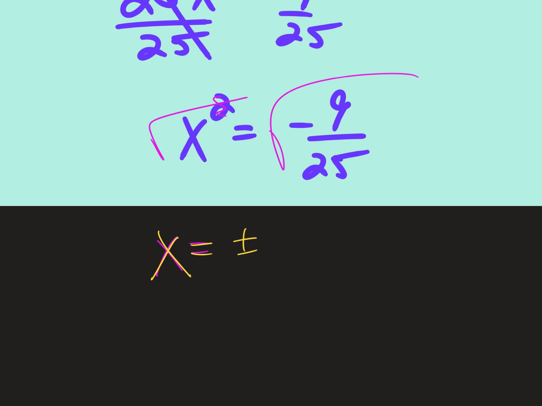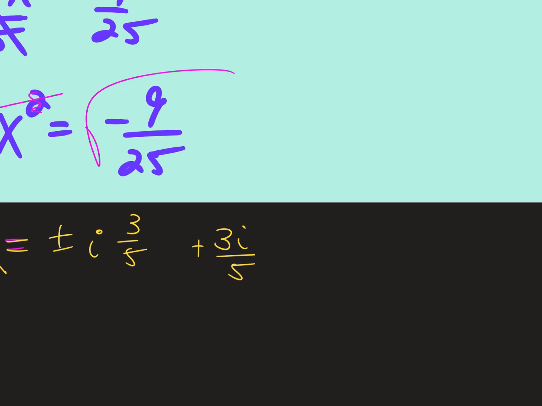Okay, what's the square root of 25? 5. The way I would like you to write this is the i in front, 3 over 5. Some of you are going to want to write it 3i over 5. Some of you are going to want to write 3 over 5 with the i at the back. Can I write it like this?